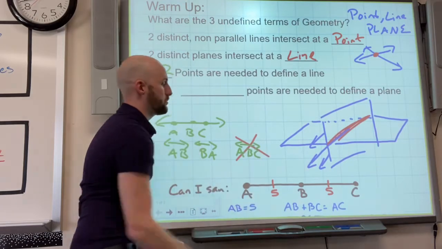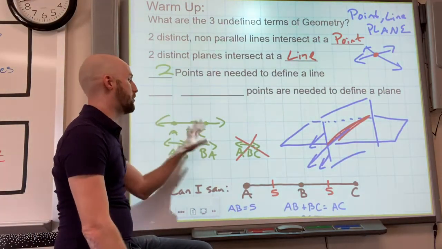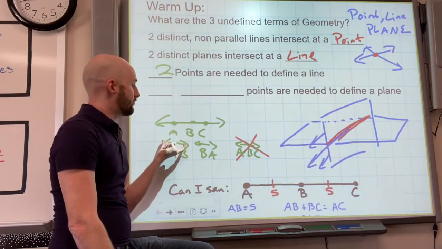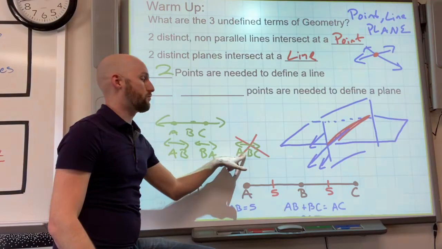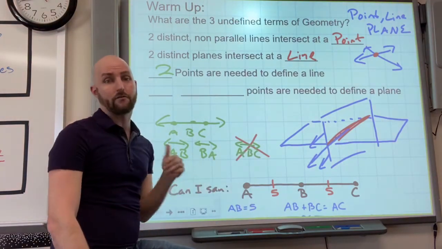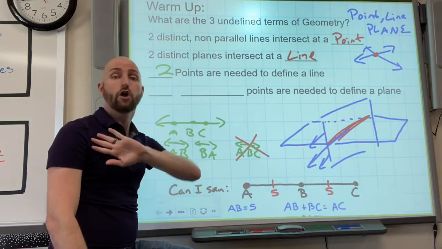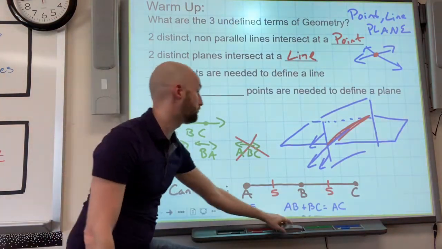We're never going to label a line with more than 2 letters. So all of those different options, backwards and forwards, are fine as long as it has that line notation at the top to tell me it's a line. But you will never write all 3 or all 4. Heck, there's 8 points on this line. You're not going to write all 8. In fact, if you did, I would count that wrong. No credit. Okay, 2 points define a line.